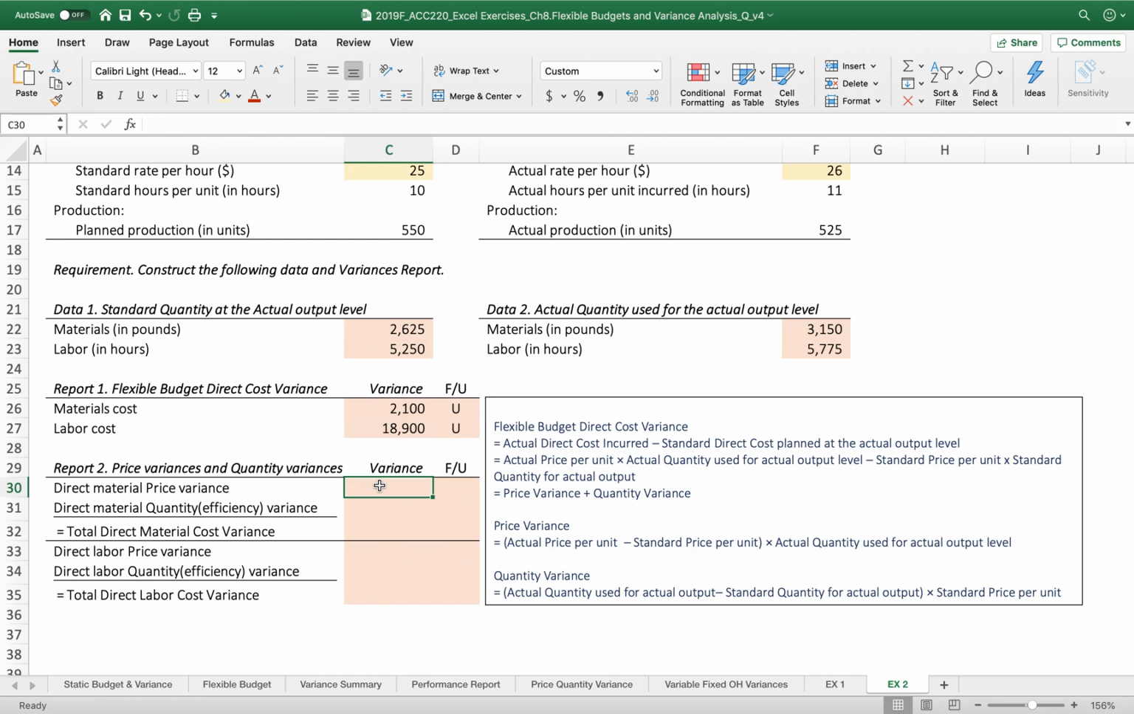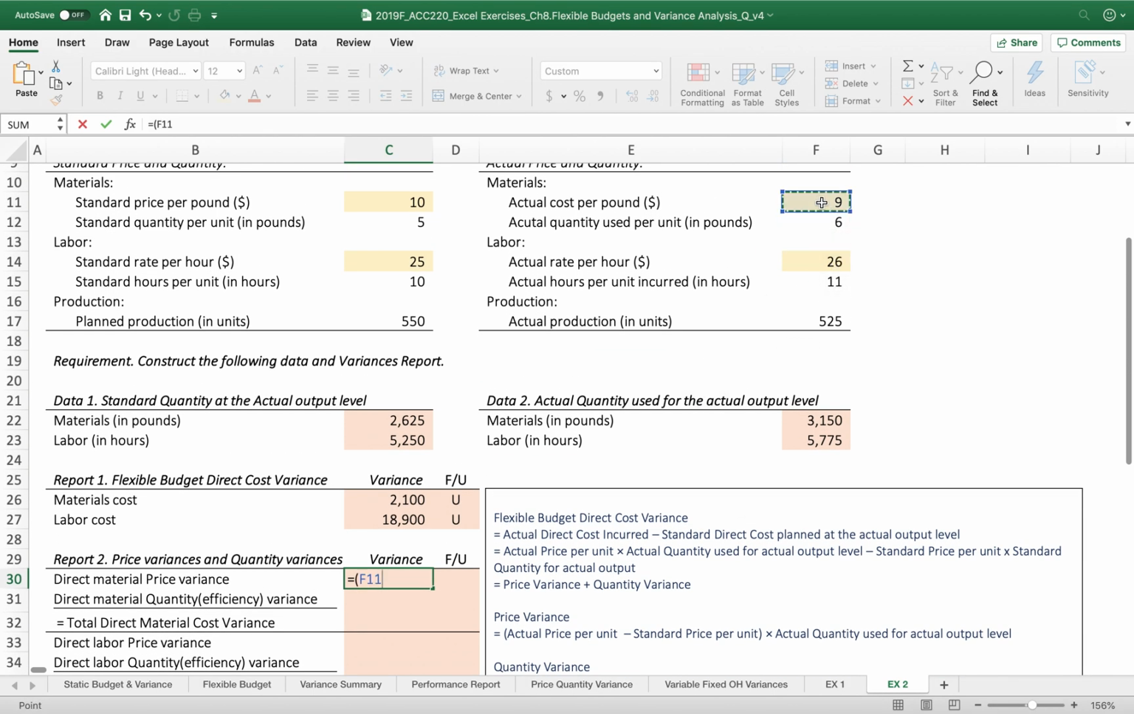And finally, let's jump into report 2. Now, there is not enough information in report 1, the flexible budget direct cost variance, because it doesn't explain where things went wrong. What went wrong in terms of price or quantity? That's why we want to figure out this one. And then in the price variance, we'll use this equation. So how do you calculate that variance? Right, 9 is the actual cost per pound, minus the standard price per pound.